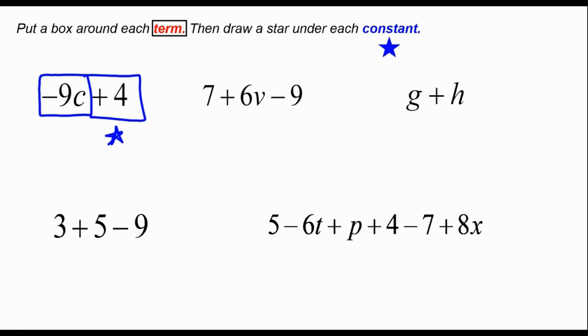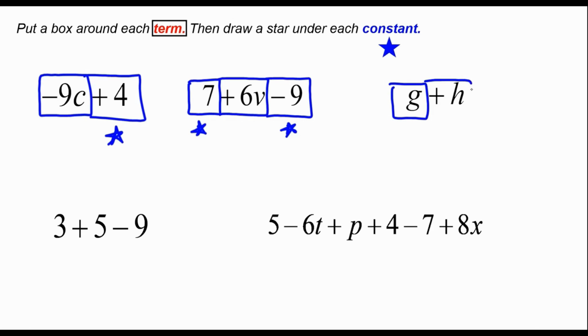Next one, 7 plus 6v minus 9. There are 3 terms in this expression. The middle term contains a variable, so that's not going to be a constant. The first term does not contain a variable, so that's a constant. The 7 is a constant, and the 9 is a constant. It does not contain a variable. The next one, g plus h, there are 2 terms in this expression, g and h, and they both contain variables, so there are actually no constants in this expression at all.